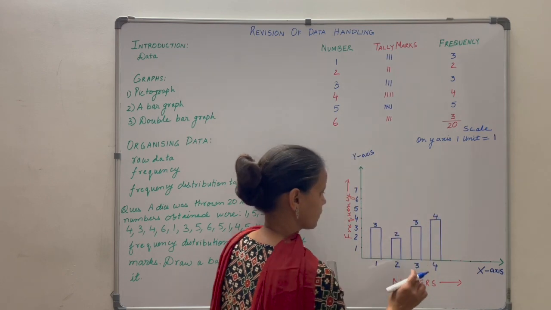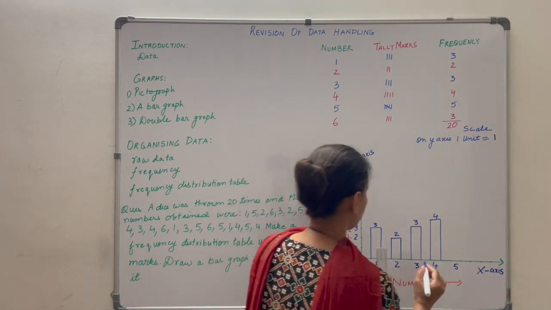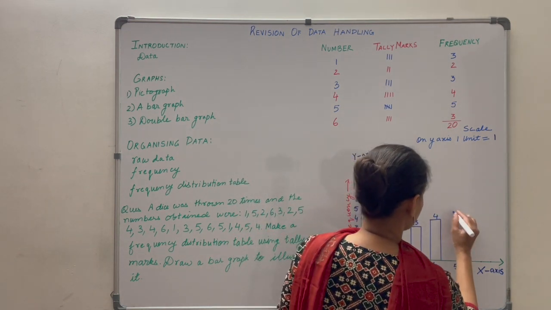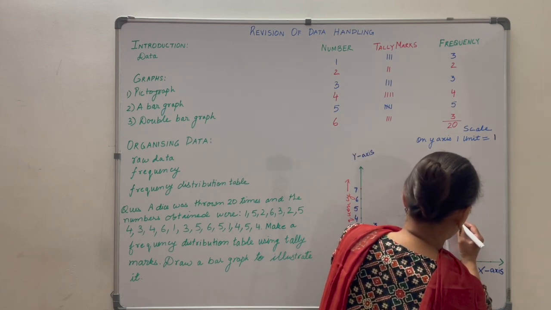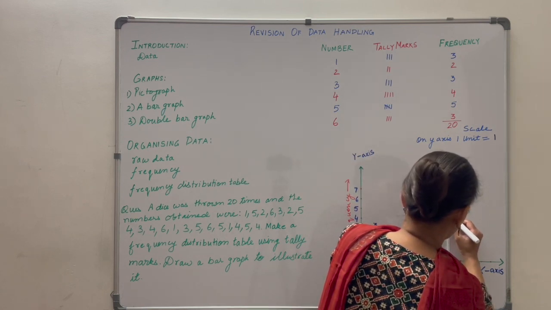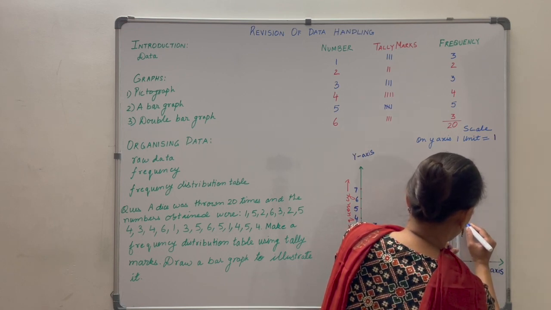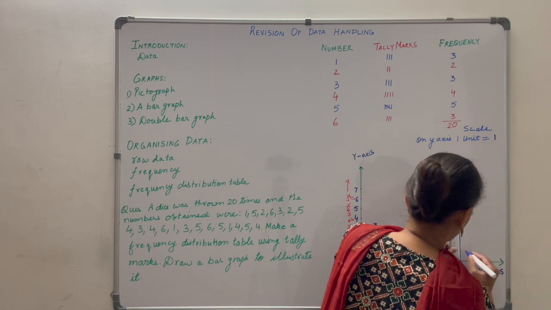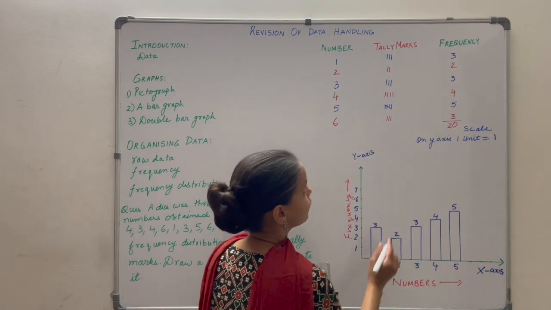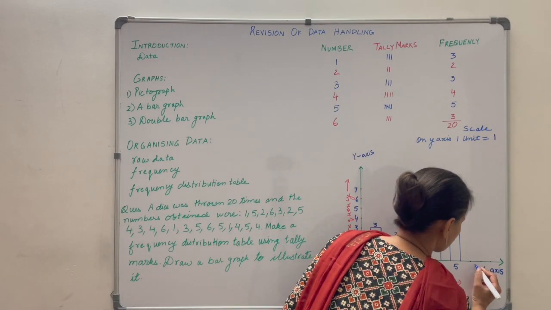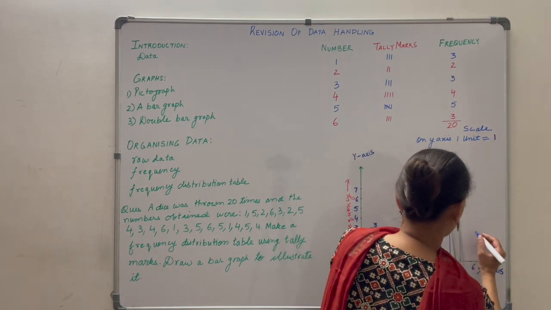Okay. For 5, I am going to leave 1 unit gap again. It is 5. So 5 is here. This is 5. For 6, it is 3. 3 is here.